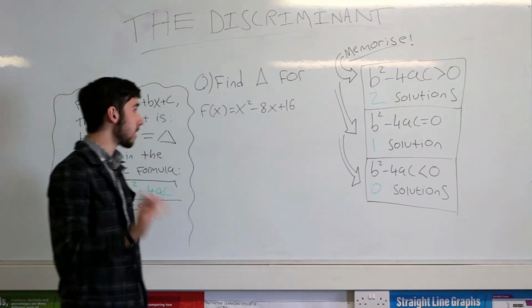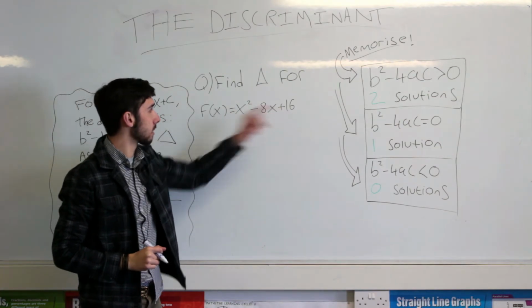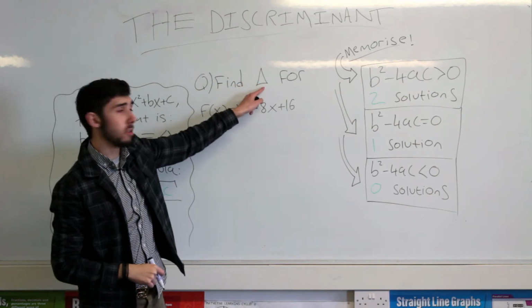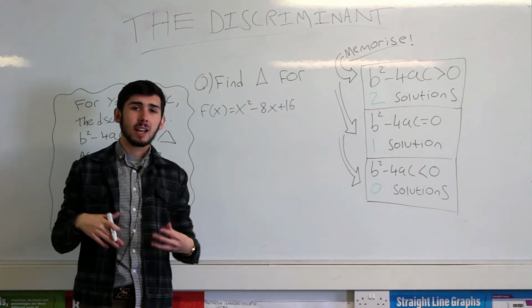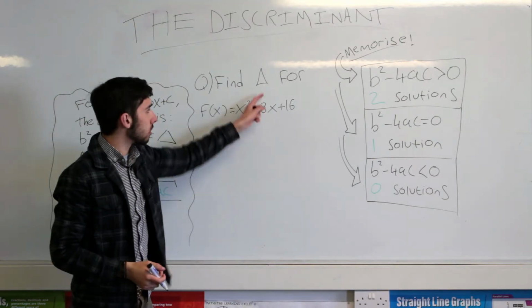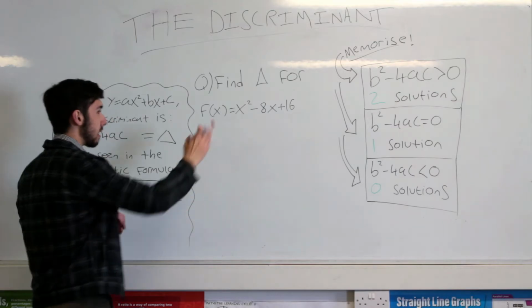Okay guys, so we've got another question here. This is f of x equals x squared minus 8x plus 16. We want the discriminant. Remember, delta or a triangle means the discriminant in shorthand. In an exam, they will say the discriminant. They won't use this, but it's nice to write it. Everyone will know what you mean when you write it. Just helps me when I'm teaching.